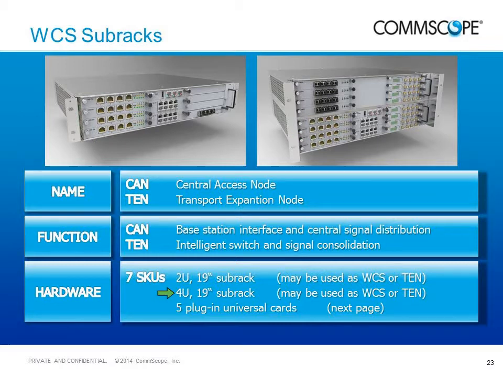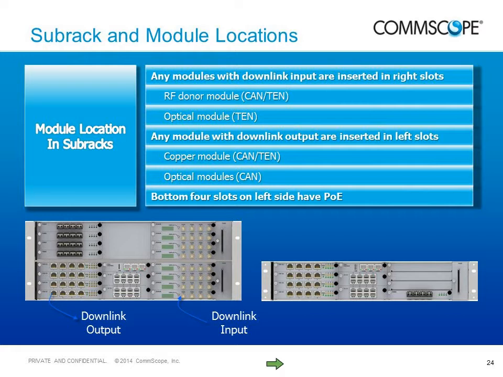So if you look at any of the subracks, all the downlink input is always on the right side of the subrack, which means that for the CAN, this would be the RF input. So downlink input would be an RF domain for the CAN. And for the TEN, we have the optical link coming from the CAN left side downlink output going to the TEN right side downlink input. So you can tell from the location of the optical cards whether the sub-rack is configured as a CAN when it's on the left-hand side or a TEN when it's on the right-hand side.